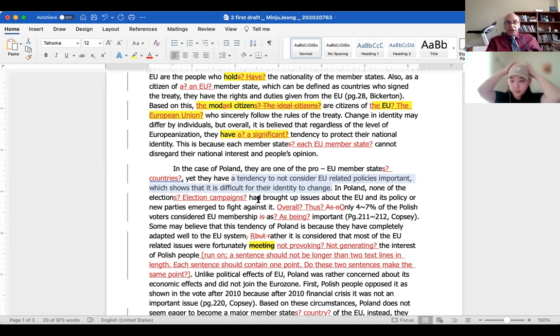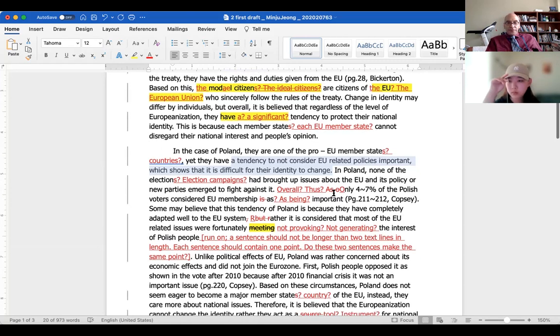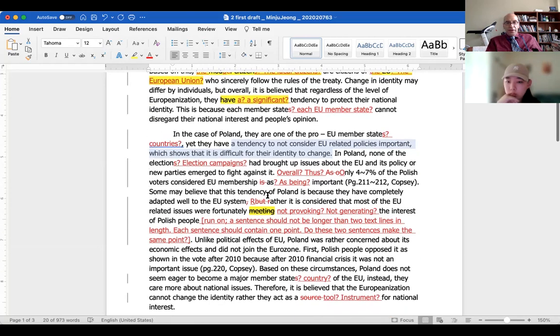In Poland, none of the elections... So some may believe that this tendency of Poland is because they have completely adapted to the EU system, but writers consider that most of the EU-related issues are fortunately not generating interest among Polish people.